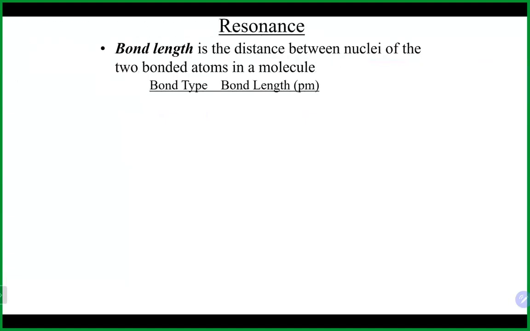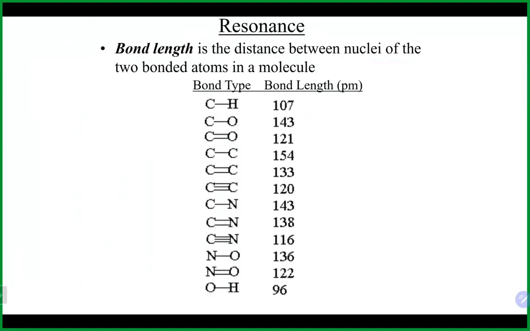All right. So let's talk a little bit about some other aspects of bonding. Resonance structures, we'll talk about here in just a sec. But bond length, you don't have to memorize these numbers or anything like that. When we look at a carbon-carbon single bond, it's 154 picometers distance between the two atoms, 133 for a double bond, and triple bonds 120. When we look at the carbon-nitrogen single bond, 143, double bond 138, and triple bond 116.